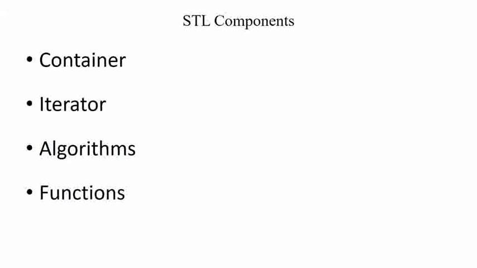Next one is iterator. Iterators are pointer-like entities which will be used to access the individual element from the container. That also explained in the previous session, diagrammatically, systematically. For accessing a specific element of the container, we write the begin function of iterator, and for end we write the end function of iterator.